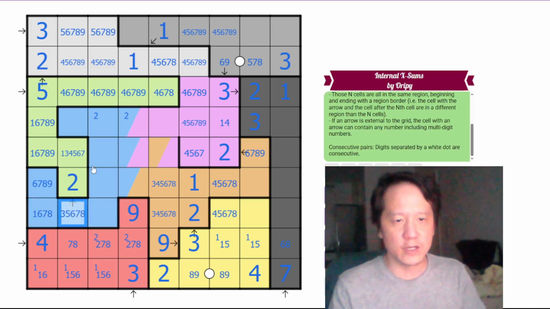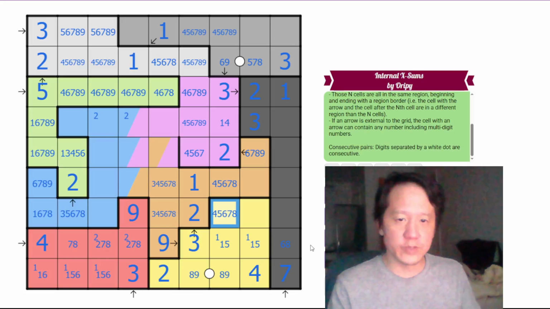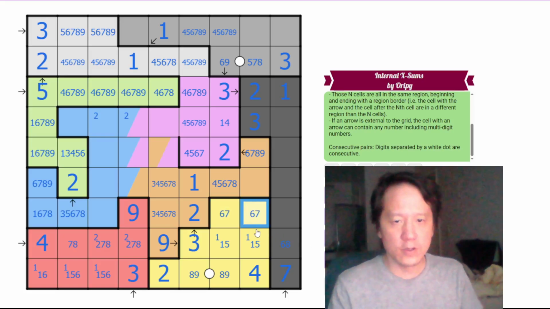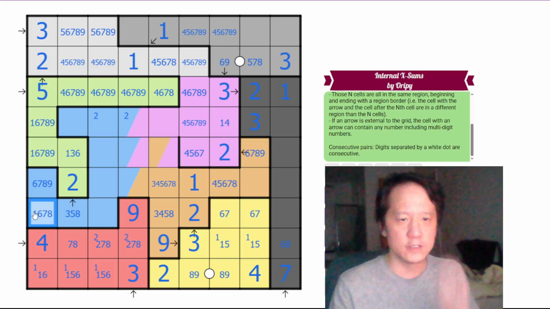None of these could be 9. Therefore, this can't be 7. This has to be a 6, 7 pair here, which eliminates 6 and 7 in the rest of the row. So this can't be 6 or 7. This can't be 6 or 7. Therefore, this can't be 4 or 5 to add up with 2 to add up to this digit. This can't be 6 or 7, so this is 1 or 8.